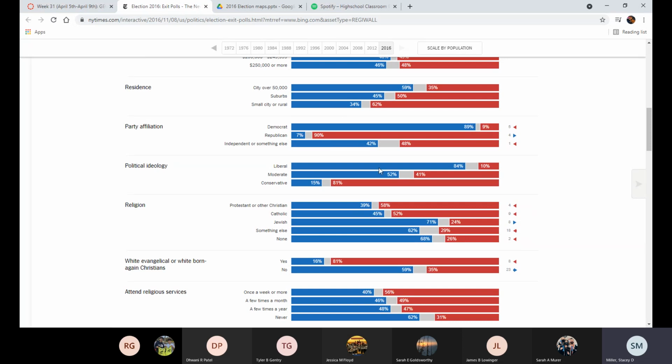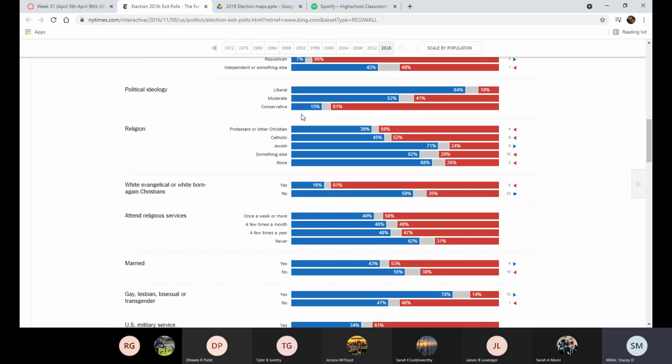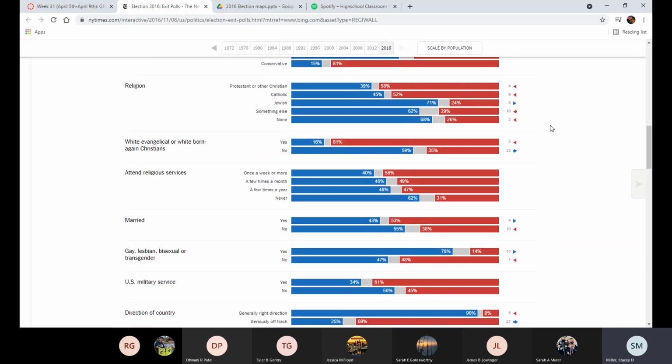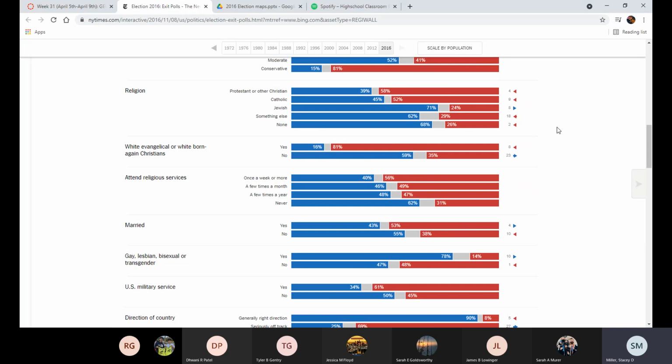And then, of course, party affiliation, you do see that, obviously. Political ideology, liberal, moderate, conservative, the things that we talked about before, this is no real surprise there. Religion plays a role, obviously. Even though we talk all the time about how there is no established religion in the United States, it doesn't mean that it doesn't play a role. The fact is that it would be very difficult for a president to run on a platform of being atheist.